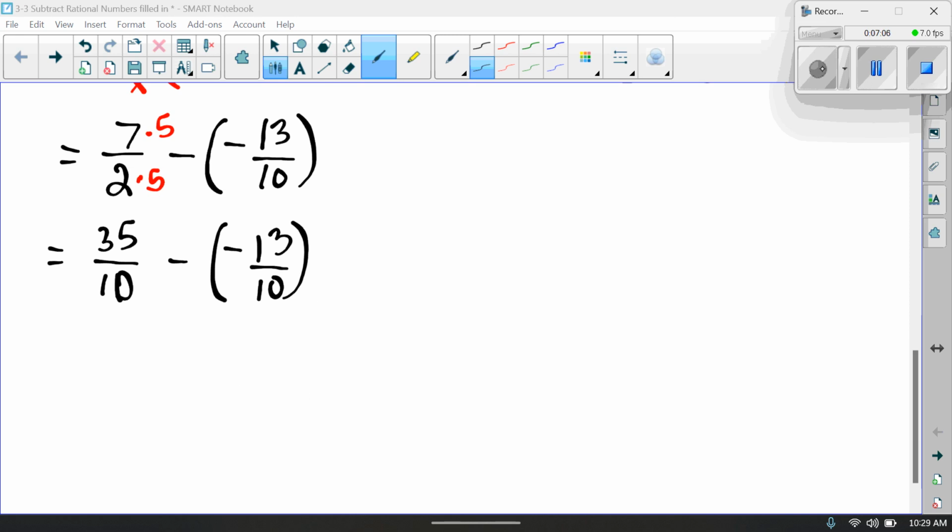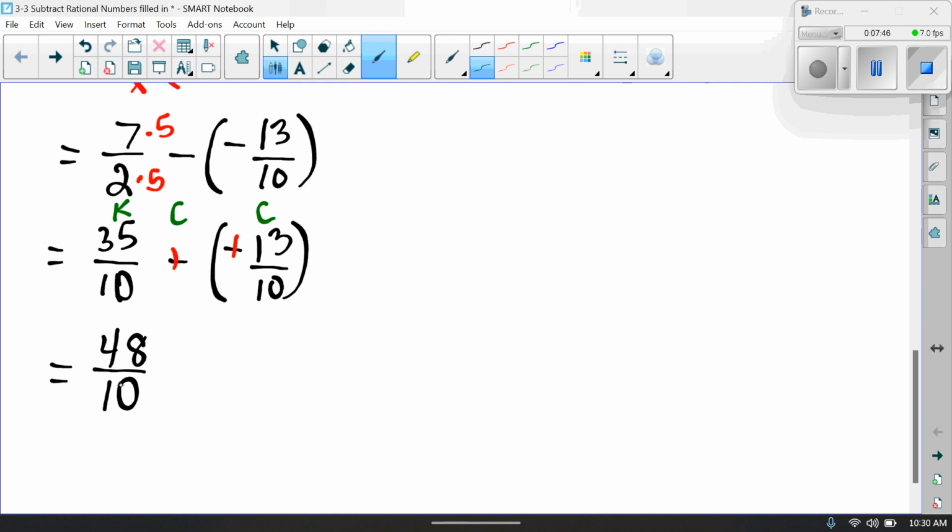So now what do I do with this? Keep, change, change. You guys use your colors, okay? So here, plus positive. And now we have a positive plus a positive is a positive. Very good. And what do I do to the numbers? Add them. So 35 plus 13 is 48. The denominator stays the same. You do not add the denominators. Is everybody clear?